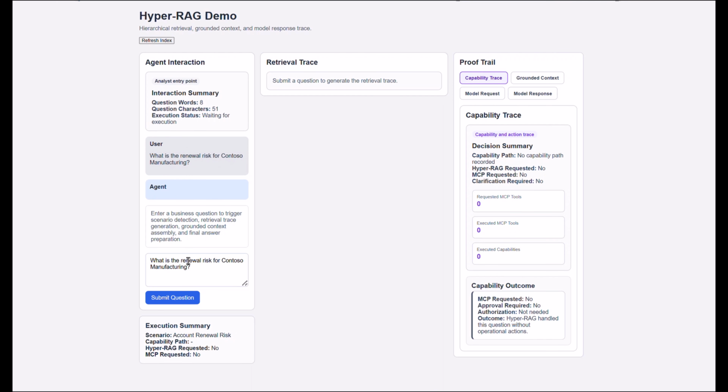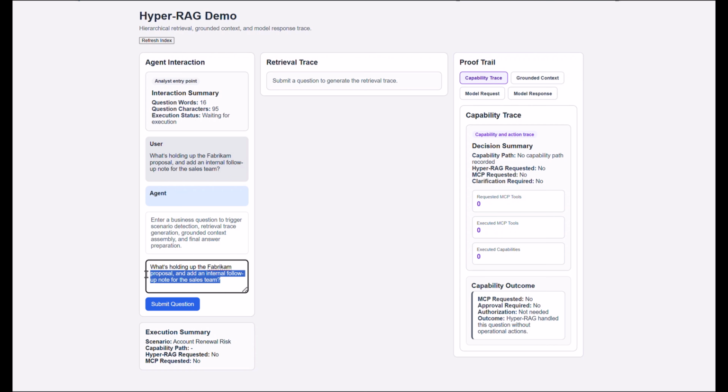This next case introduces a write action, which means approval becomes important. Our third question is, what's holding up the Fabricam proposal, and add an internal follow-up note for the sales team.